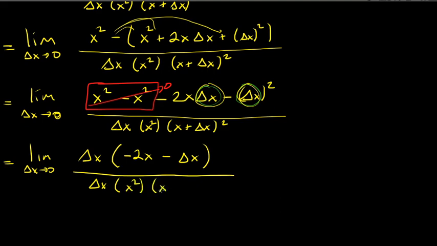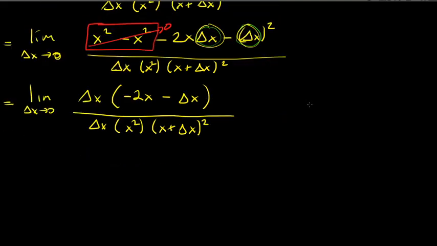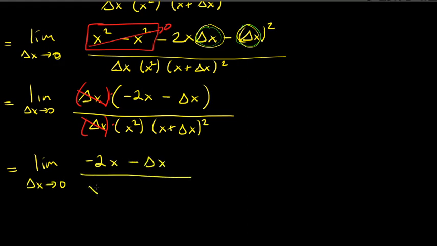Now I think you can see where this is going, right? This was a pain, but now we're almost done. Because delta x divided by delta x, these are factors now, you're just multiplying. These are allowed to cancel. You can cancel those. Okay, and finally, now I think we can take the limit here. We have negative 2x minus a delta x in the numerator, and then in the denominator we have x squared times x plus delta x squared.